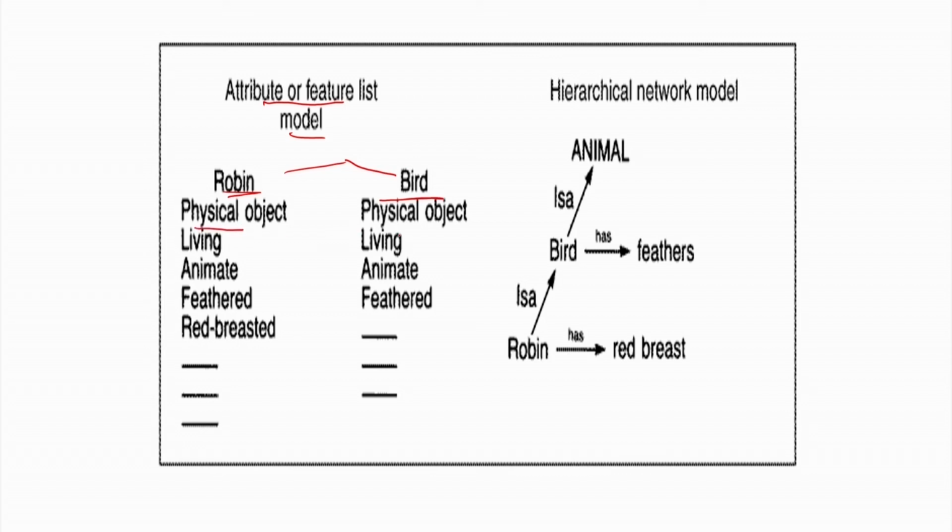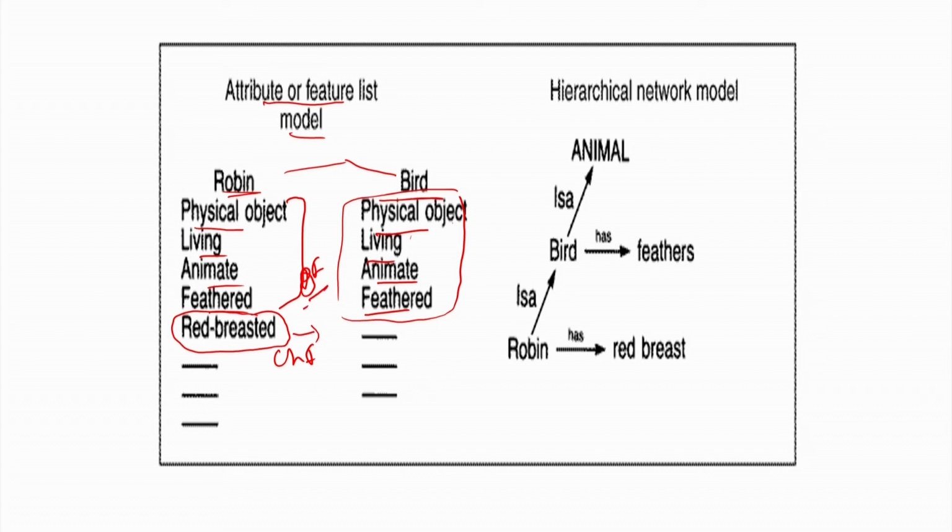If you look into it, both are physical objects, both are living, both are animate, both are feathered. These are the defining features. Any bird is a physical organism, is living, is animate and is feathered, but then this particular thing is called the characteristic feature of a robin, because most birds may not be red feathered or red breasted. So this is the characteristic feature, and all these are the defining features, because a defining feature is something which most of the elements of this concept should have.